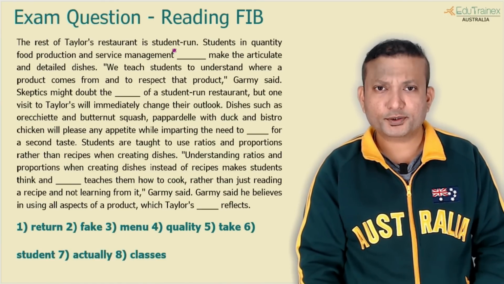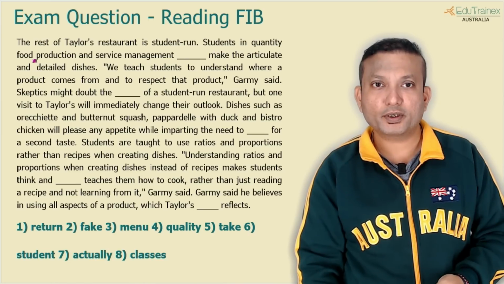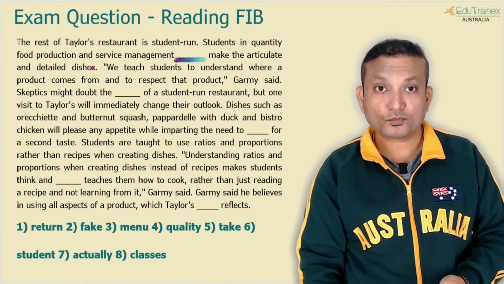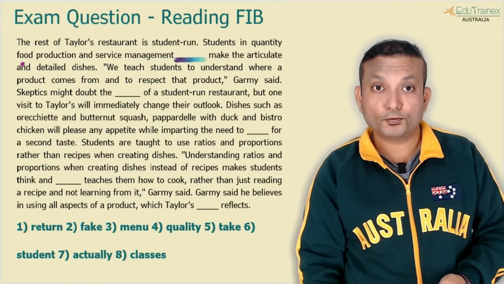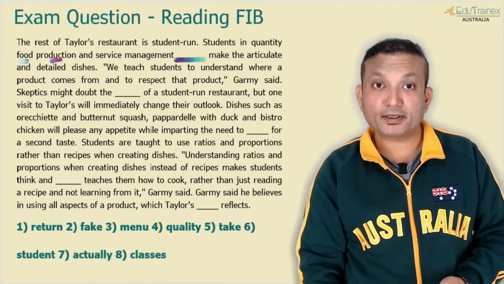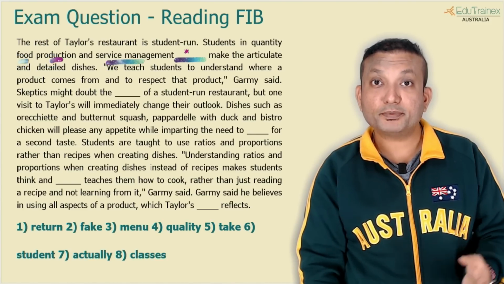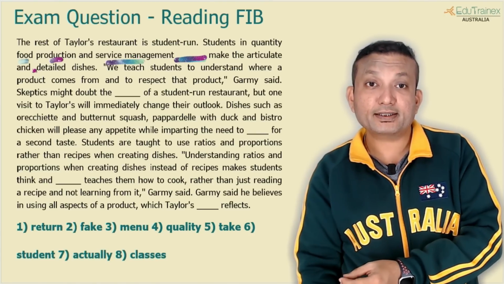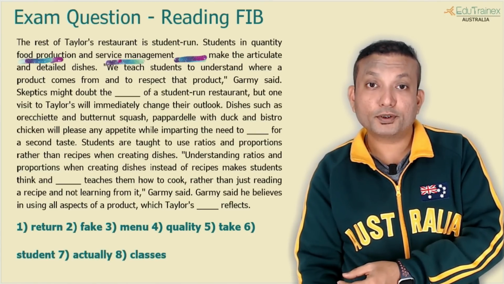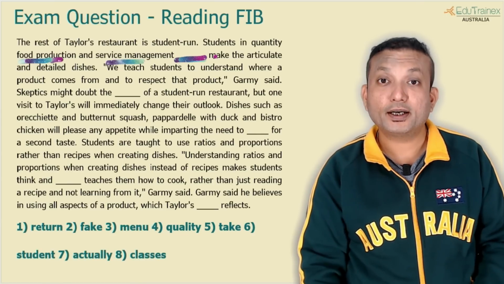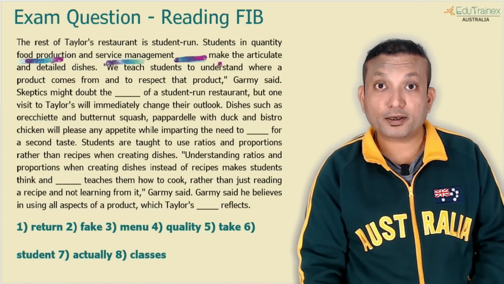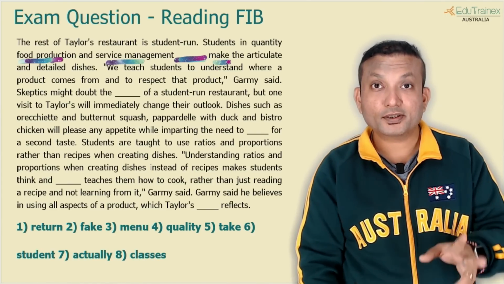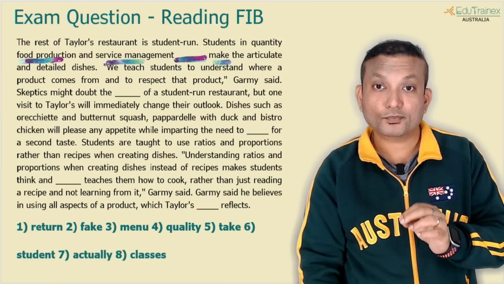The rest of Taylor's restaurant is student run. "Students in quantity, food production, and service management dash make the articulate and detailed dishes." So what is it trying to show you? Food production, an adjective and noun combination. Food production and service management dash. So in this case, a combination of these words is used as adjectives, and over here we need a noun, because after this noun you see a verb, so a subject and then a verb will come, right?